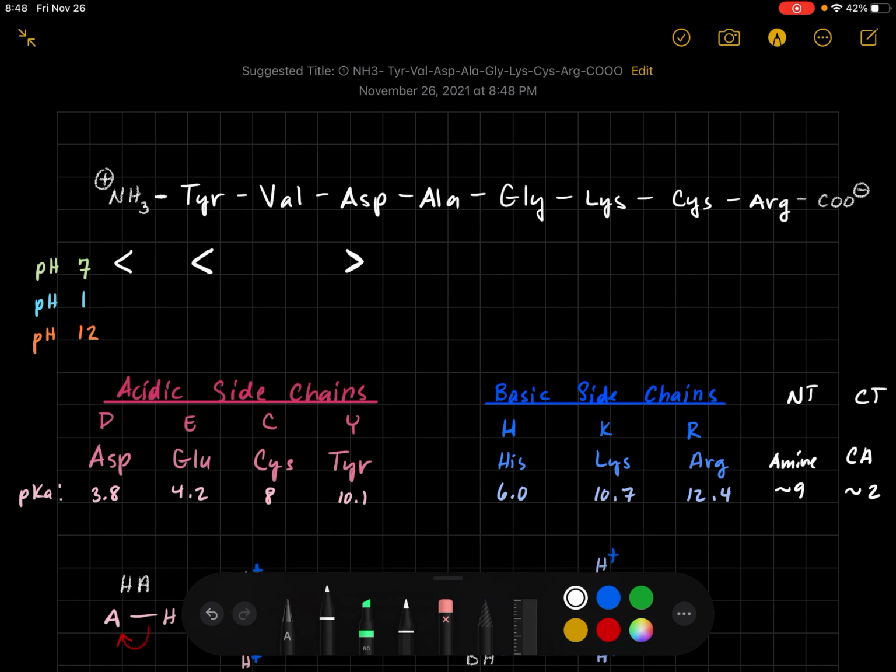Alanine is like valine, it does not have an ionizable side chain. Similarly, glycine does not have an ionizable side chain. Lysine does. However, its pKa is greater than the pH. Cysteine's pKa is greater than the pH. Arginine's pKa is greater than the pH. And for the C-terminal group, we ask whether the pKa is greater than or less than the pH. So the C-terminal group's pKa is less than the pH.